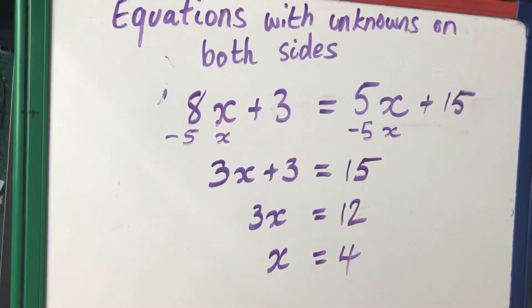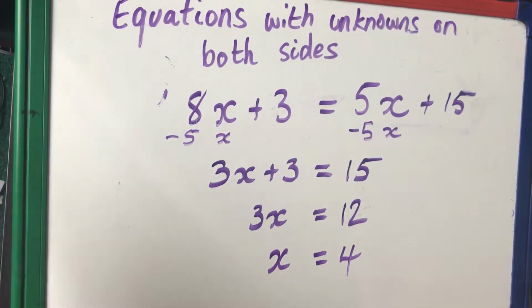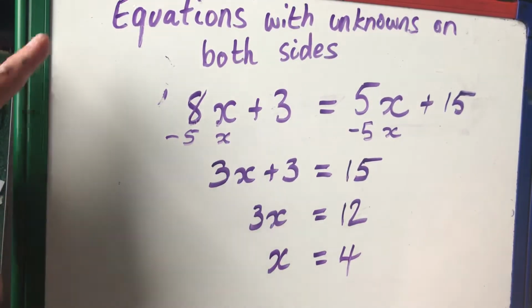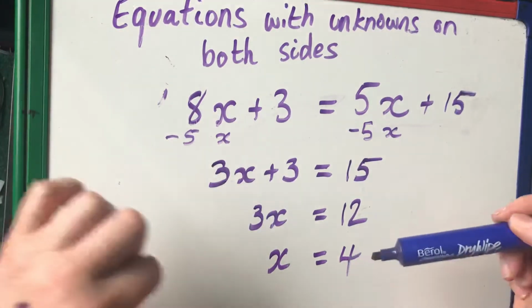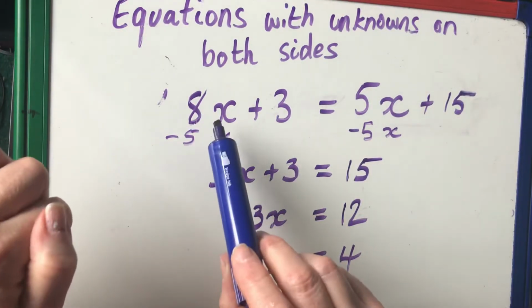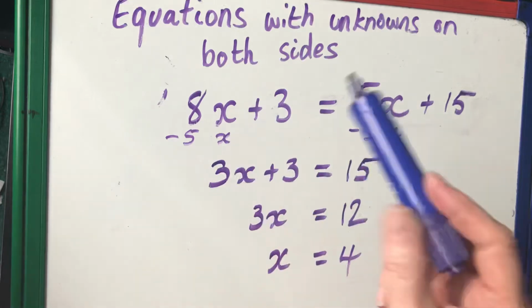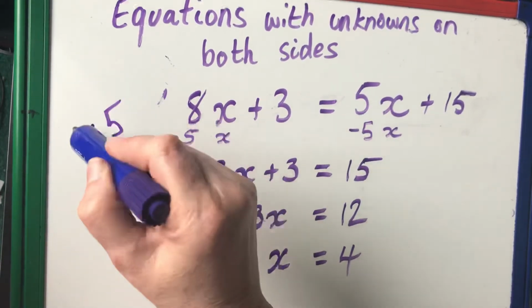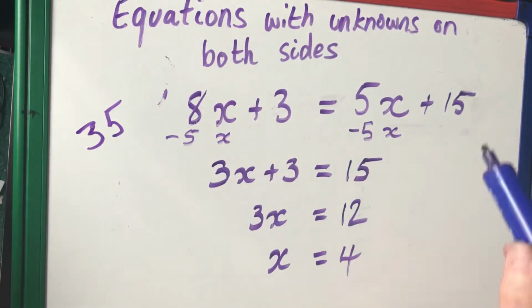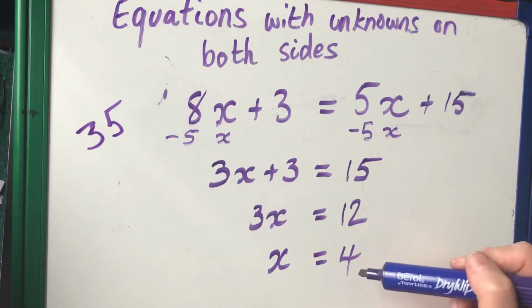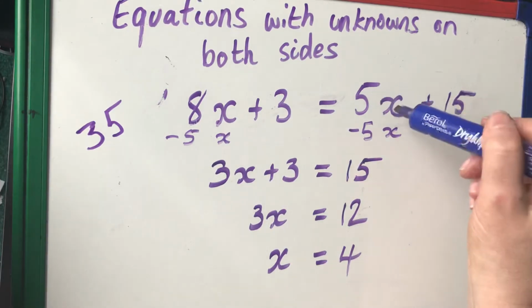x equals 4. Got to check that it works. If it's right, before I can tick it, I've got to know that it balances the equation. So if x equals 4, 8 4s are 32. 32 plus 3 is 35. So that side of the equation is 35 when x equals 4. So I'm going to substitute in. So 5 times 4 is 20.